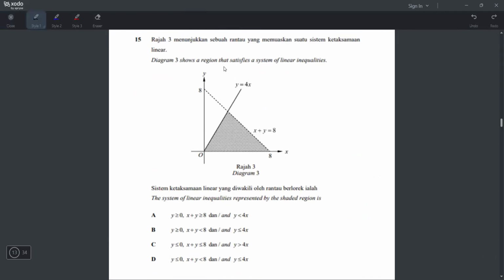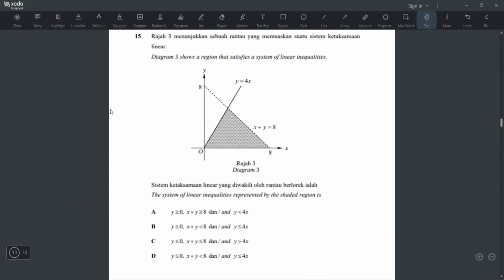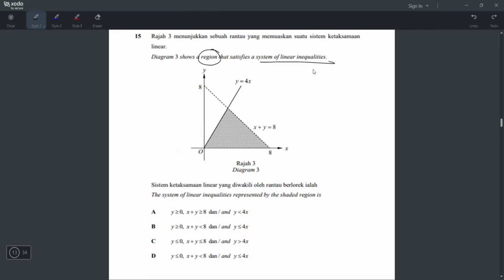Number 15. Diagram 3 shows a region that satisfies a set of linear inequalities. It's like the third question already, where they ask about inequalities. Okay, let's do it. Diagram 3 shows a region that satisfies a system of linear inequalities. This question they never ask us to shade. They already shaded it for us. So I'm sure they will ask me to find the inequality. The system of linear inequalities represented by the shaded region is this one, this one, or this one. So if they give you the shaded region, it means confirm they will ask you to find back the inequalities.